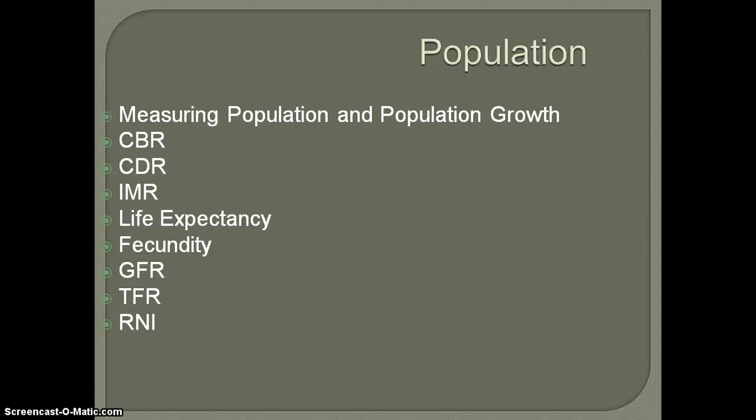The first one is CBR, or crude birth rate. The second one is CDR, or crude death rate. Third is infant mortality rate. You can also see life expectancy, fecundity, general fertility rate, total fertility rate, and rate of natural increase. Each of these numbers is going to tell us something different, and based upon what it is, we can gain an understanding of that country and what's going on there. The first one we're going to talk about is CDR, or crude death rate.